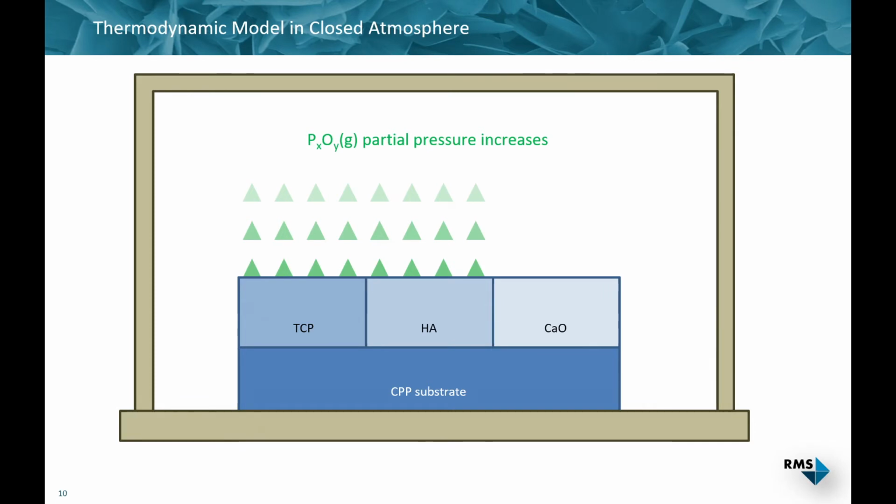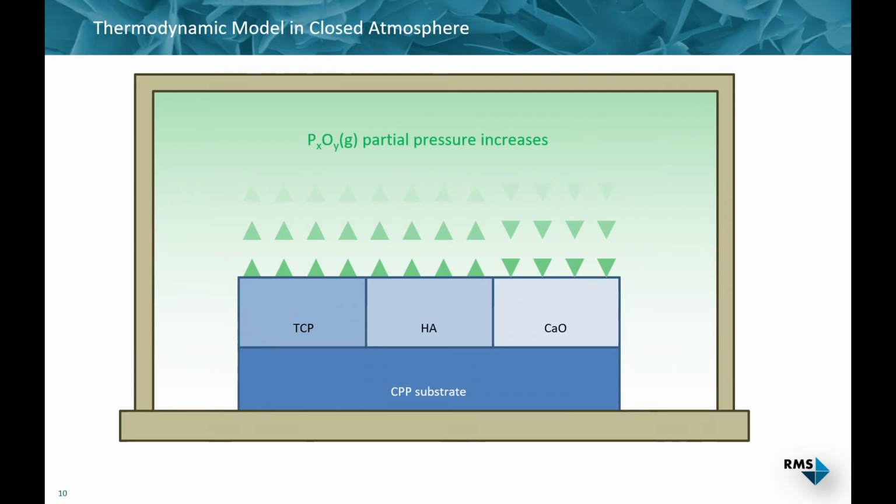But as the partial pressure in the atmosphere increases, we could show that some reactions will actually supersaturate the atmosphere for other reactions. And once the atmosphere is supersaturated, the decomposition reactions, for example, CPP to calcium oxide, will invert its direction, which means that calcium oxide will in fact start to react with gaseous phosphate species in a condensation reaction and form more phosphate-rich solid phases.